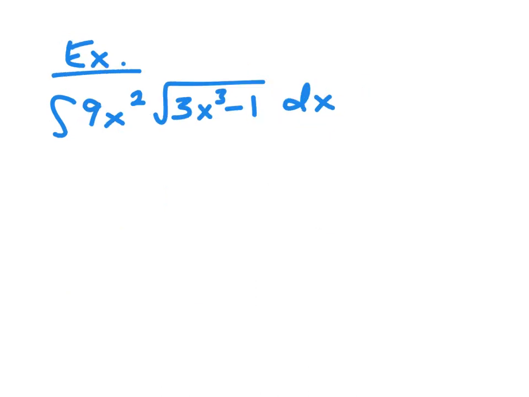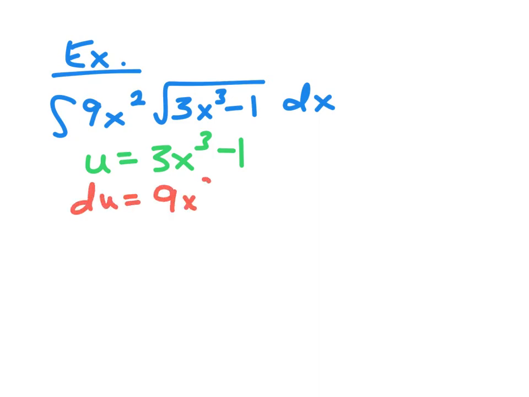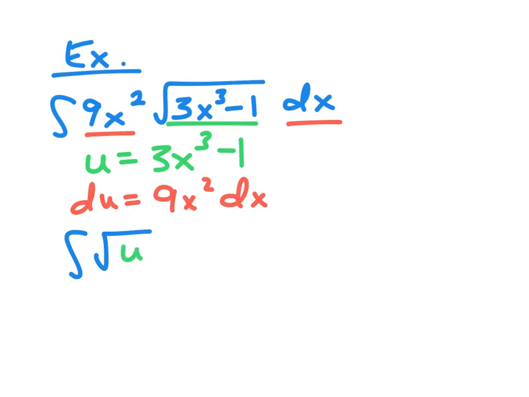So looking at my third example, my inside function u was 3x cubed minus 1. The derivative of 3x cubed minus 1 is 9x squared dx. And so I have the u on the inside, and I have the 9x squared dx as well. And so if I rewrite this, I have the integral of the square root of u du. Now notice the 9x squared is actually in front of the square root. We don't write du in front. It's part of notation at this point in time.